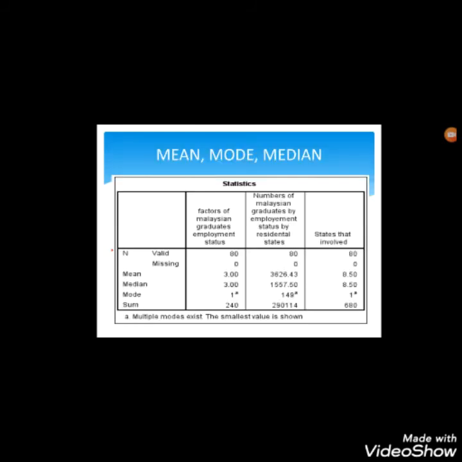Now I am going to explain about the data analysis. First of all, the mean is 3,626.43, the median is 1,557.5, and the mode is 149. We get different results for the SPSS and the manual calculation.